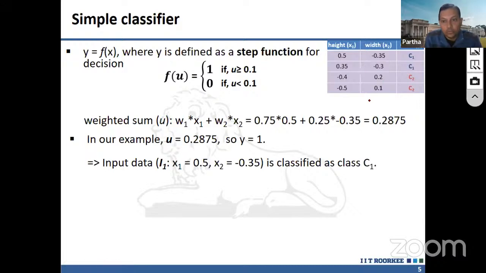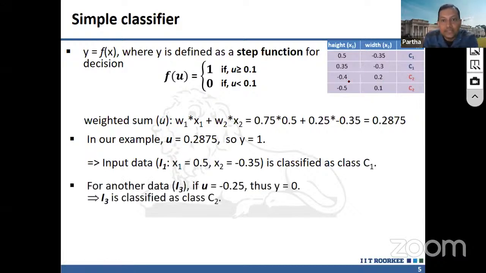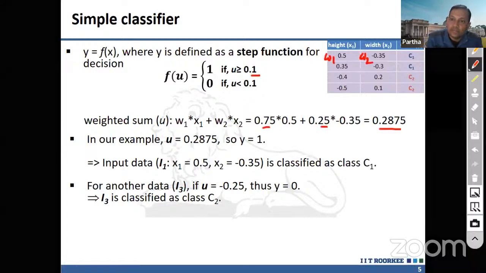Okay, so similarly, for any other examples, I will just do the same step. If I'm fixing this, W1 will be 0.75 and W2 will be 0.25. I will always use the same weights everywhere. I cannot use different weights for some examples and other weights for other examples. These weights will be fixed for all the examples in an application.